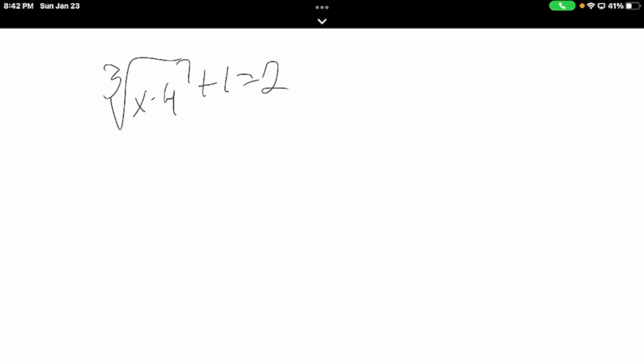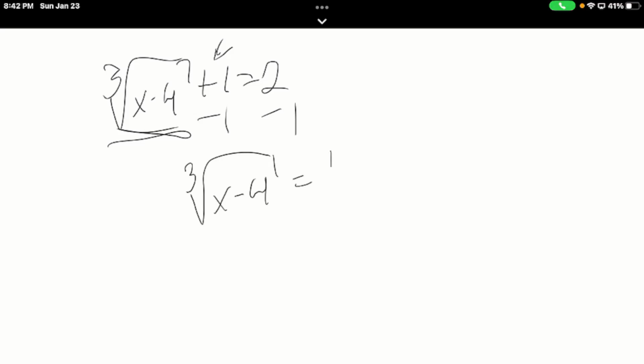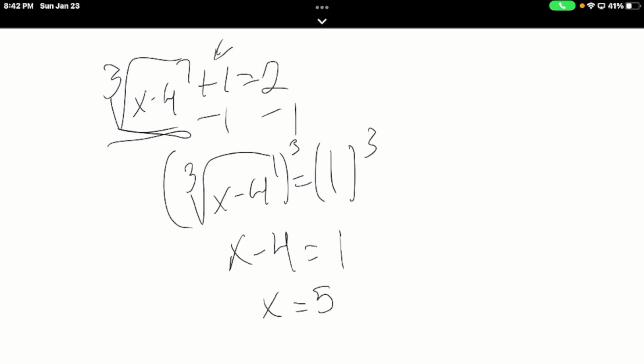But in a sense, isolate the radical first, so I need to get rid of this plus 1. I'm going to subtract 1 on both sides. I get the cube root of x minus 4 equals 1. Now I cube both sides. That undoes the cube root. X minus 4 equals 1 cubed, which is just 1, giving me x is 5. And you could plug that in and see it does work.